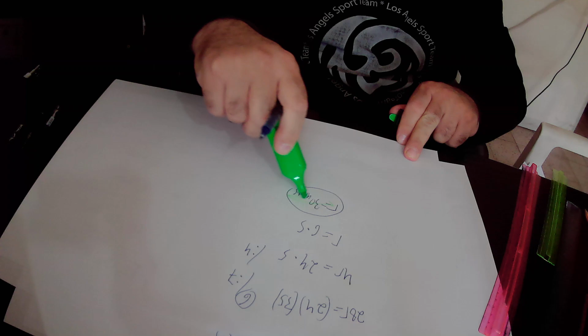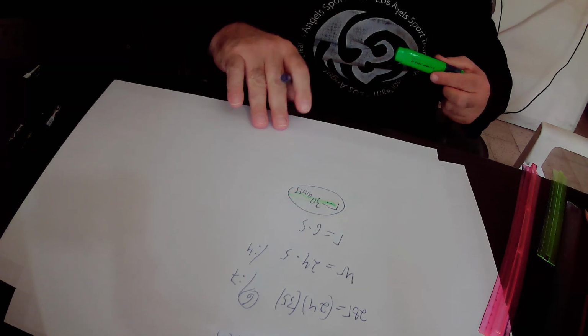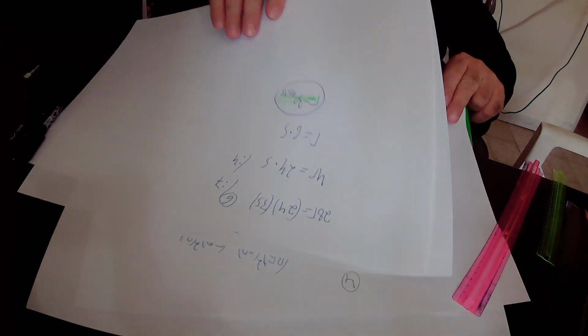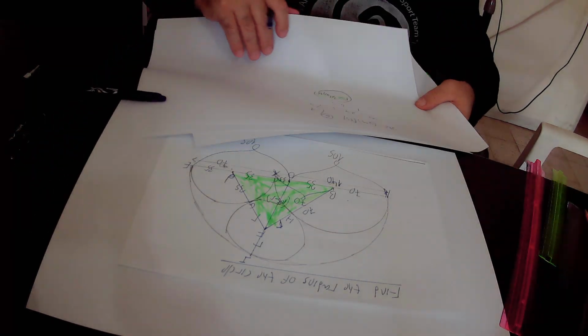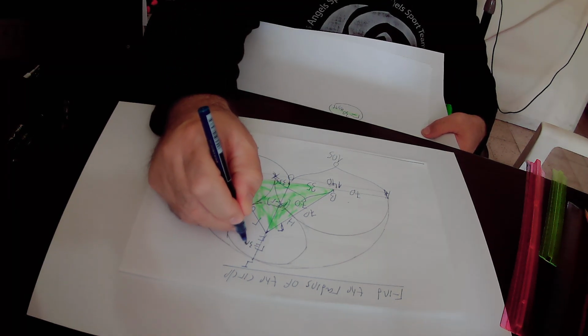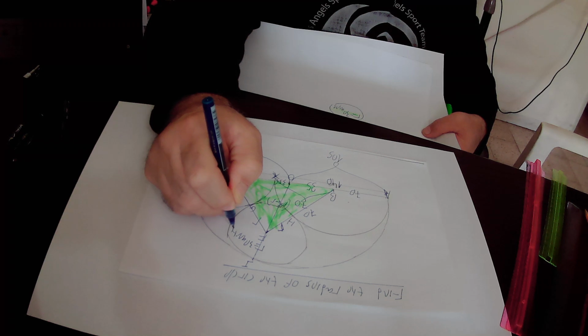Here, the radius of this circle r equals 30 units. So in the next step, I will summarize the lecture.